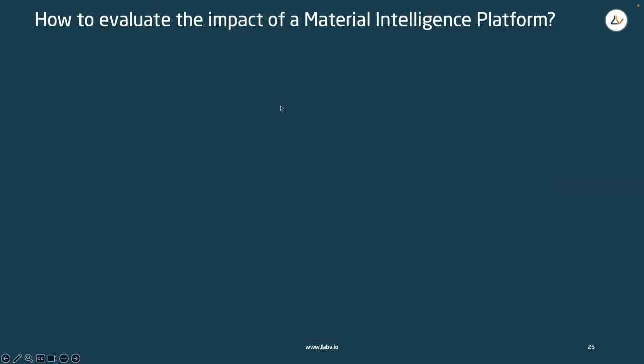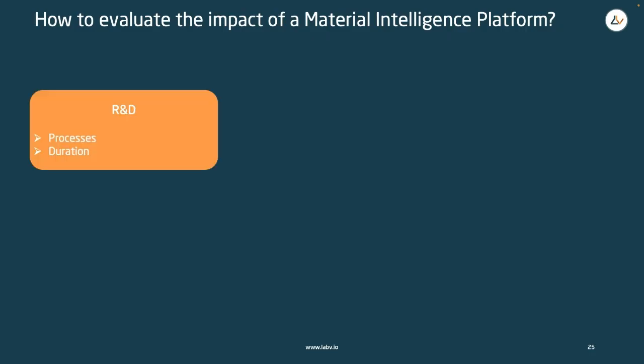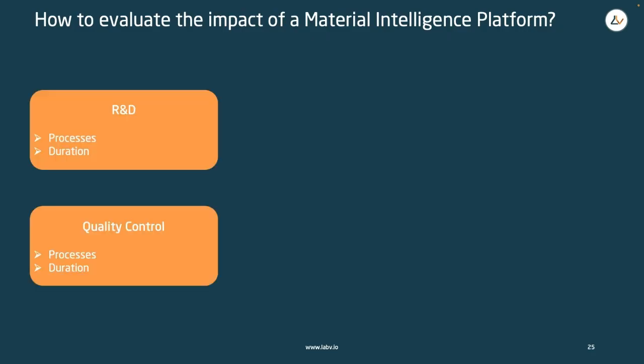Well, now the question is, how do you evaluate the impact of a material intelligence platform such as LabV's? Well, it's actually very easy. You need to do a couple of things. First, R&D and quality control, write down your processes and the process steps. What is the typical workflow? How long does it take for each step? And try to evaluate what the inefficiency is, or manual working time in each step.